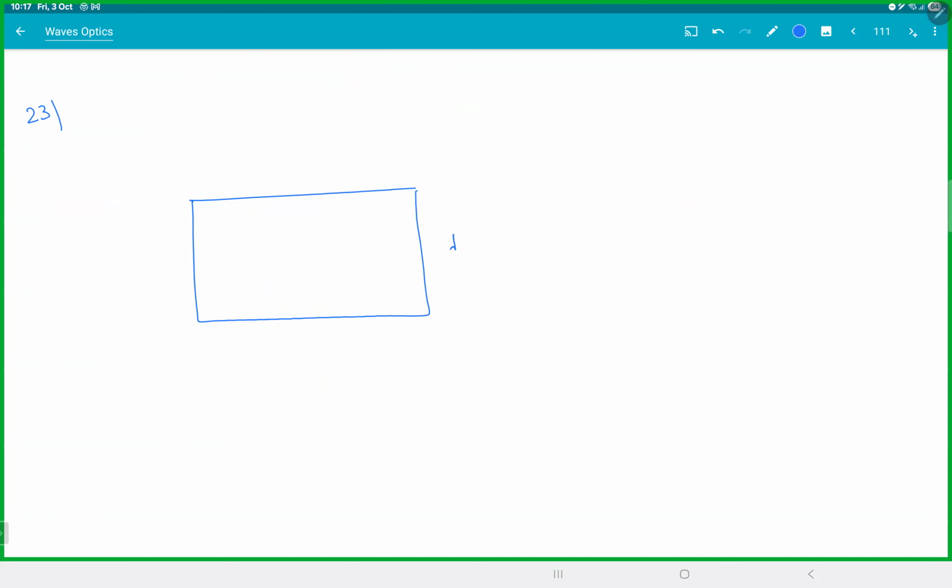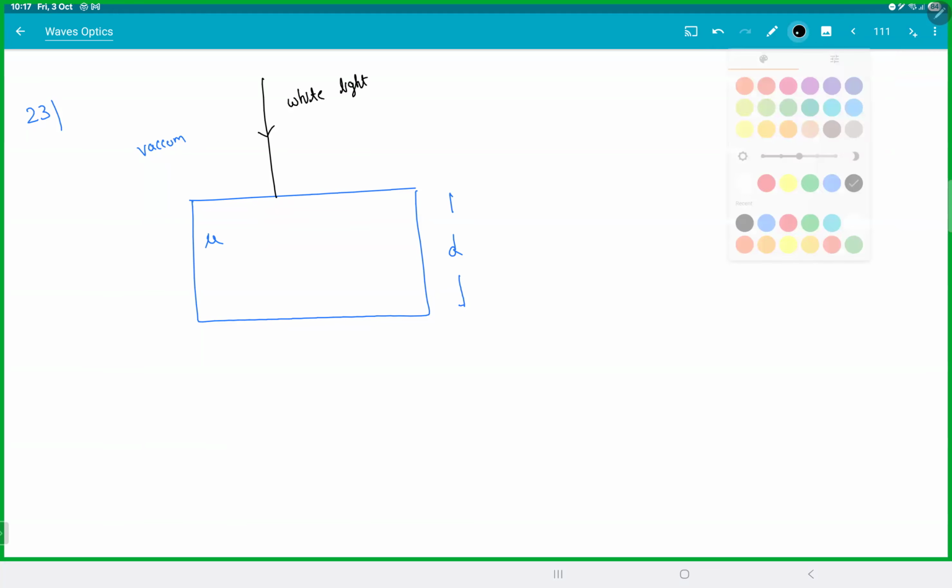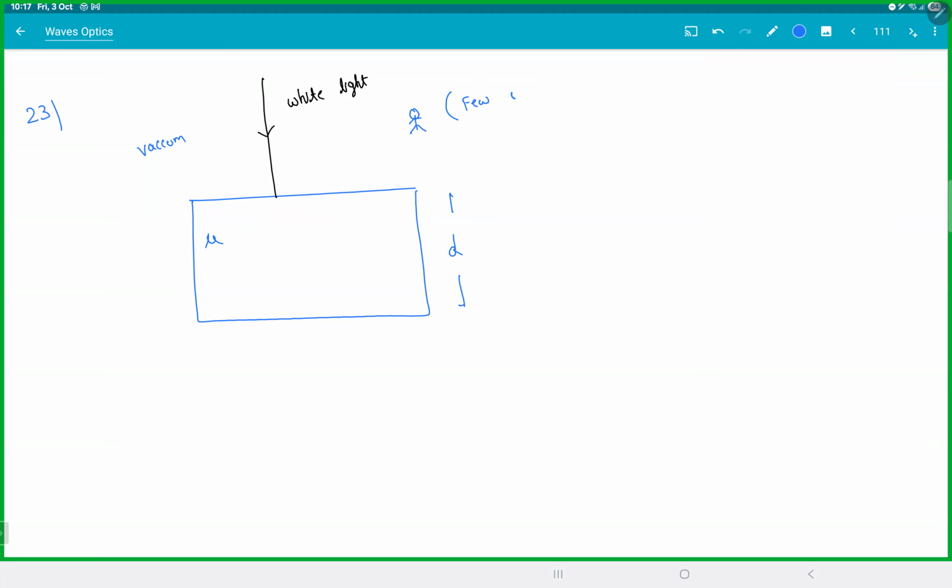We have a slab here. This is thickness D. This is mu. Outside is vacuum. You sent a white light. White light meaning you have all wavelengths. And the observer here, for some reason, can't see some wavelengths. What do you mean by missing wavelengths? So basically those wavelengths must be forming destructive interference. That's why we call them missing wavelengths. Find the missing wavelengths.